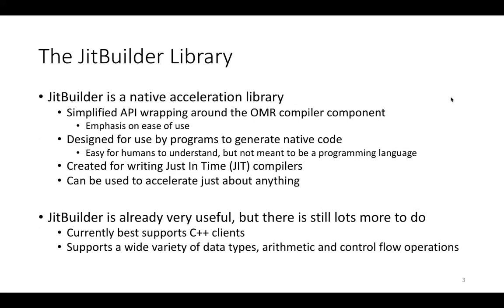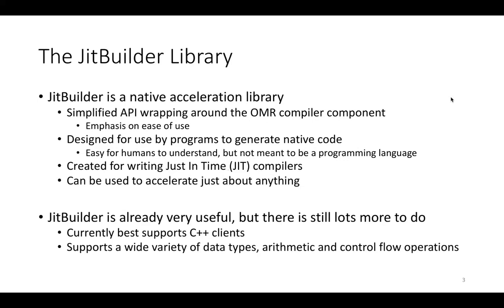So the JitBuilder library, it's basically a native acceleration library. It's a really simple API wrapping around the OMR compiler component. And the emphasis in designing that API was really around ease of use and trying to avoid some of the complexities and subtleties of the underlying technology used to compile code.